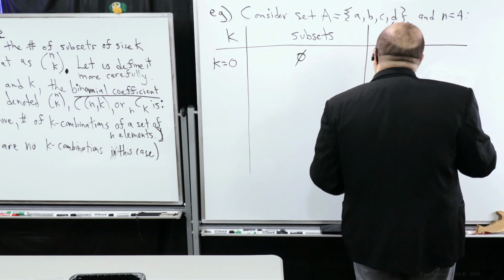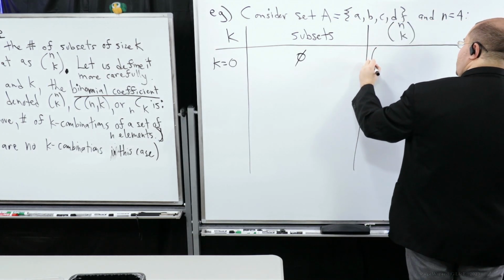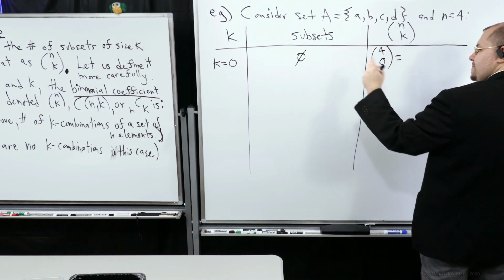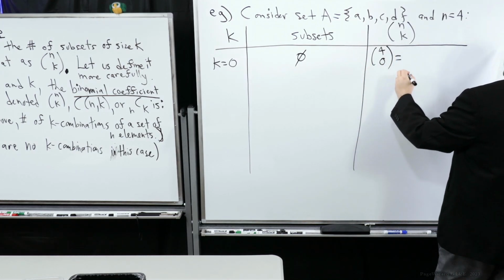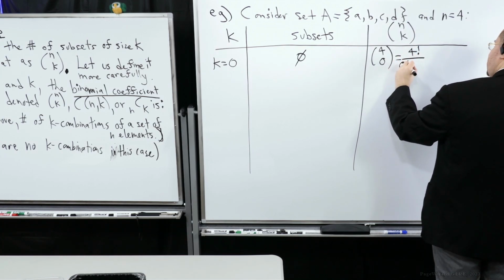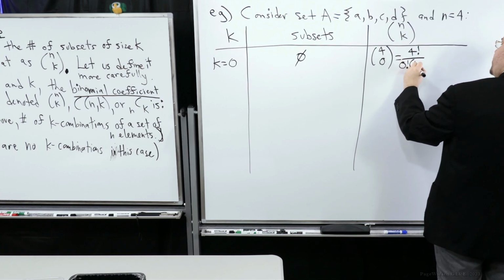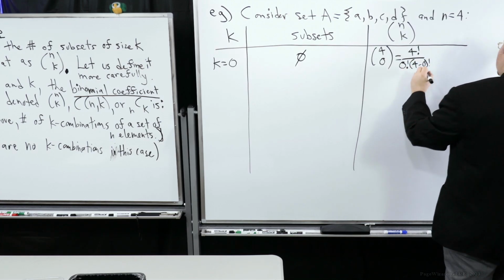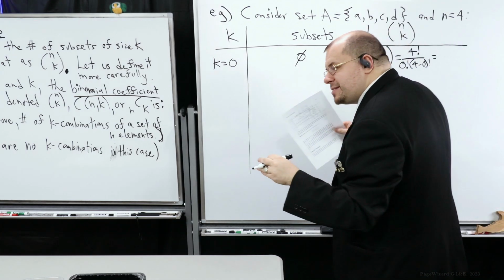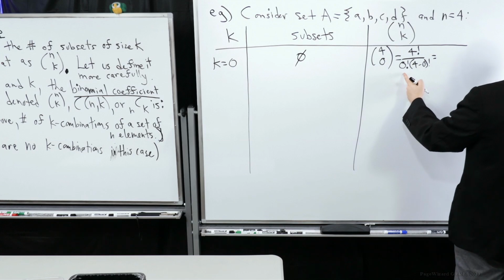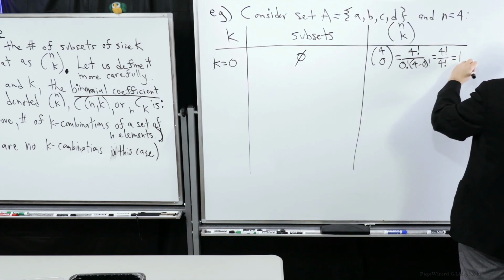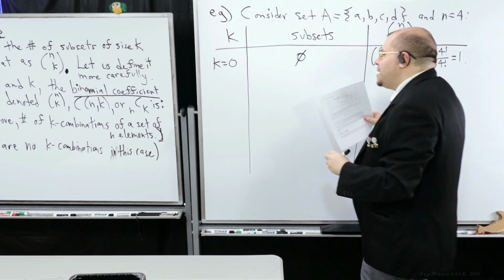And let's figure out what n choose k is. Well, it's 4 choose 0. Let's put in the definition. Since k is less than or equal to n, it's 4 factorial over 0 factorial times 4 minus 0 factorial, which, remember, 0 factorial is just 1. We talked about this previously. So that means it's just 4 factorial over 4 factorial, which is equal to 1, as you would expect.